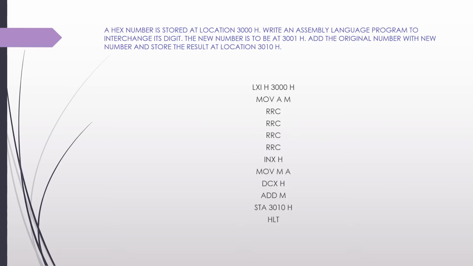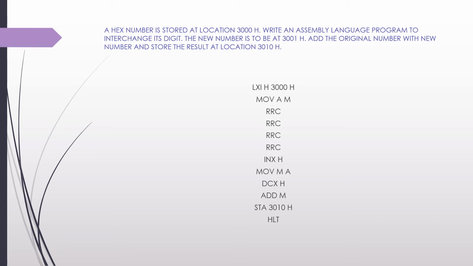The next one: a hex number is stored in memory location 3000. Write an assembly language program to interchange its digits. The new number is to be stored in 3001H, and the original number and the new number are to be added and stored in 3010. So how do you exchange the position of the digits? By rotating it 4 times. Once you rotate it, you add it to the original data and store the result. That much is the logic.